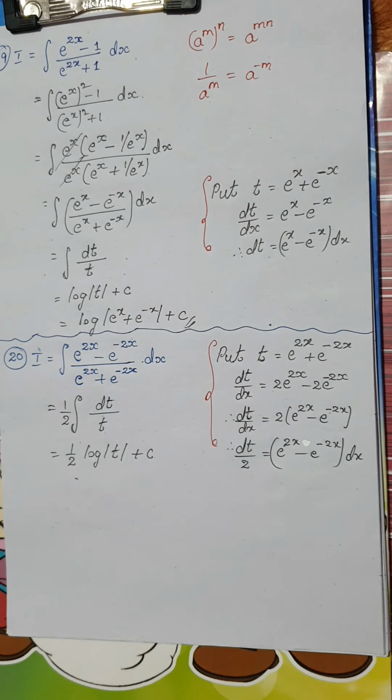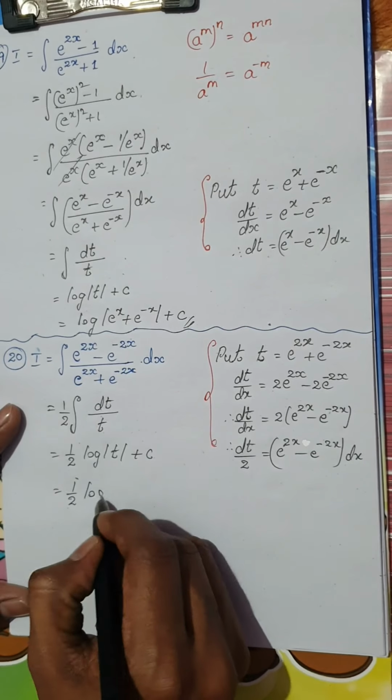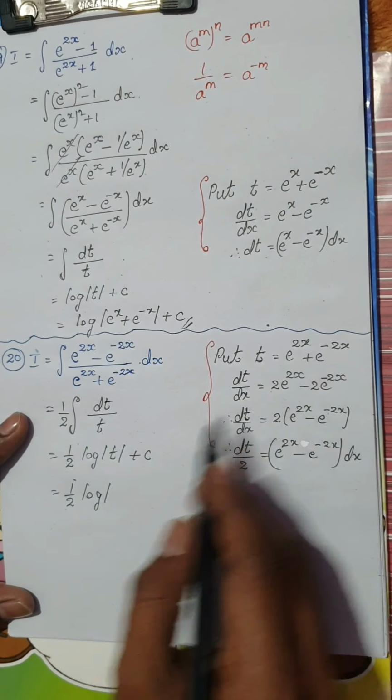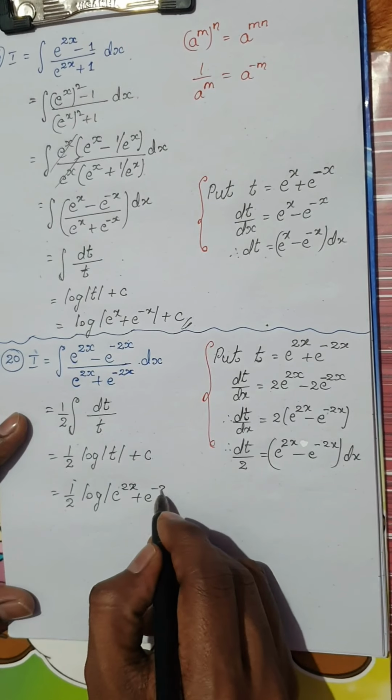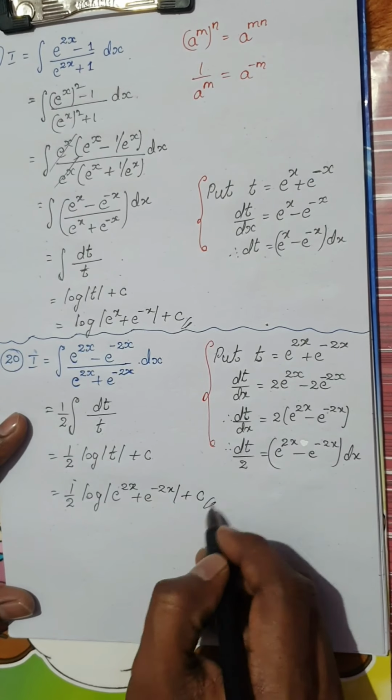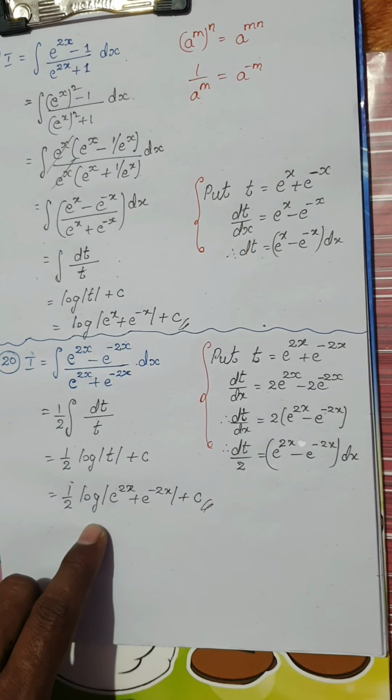Now replace back for t. This is nothing but half of log of mod t, and t is e^(2x) + e^(−2x), plus c, which is the constant of integration, and that is the final answer.